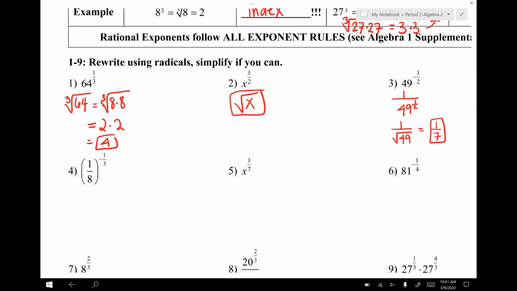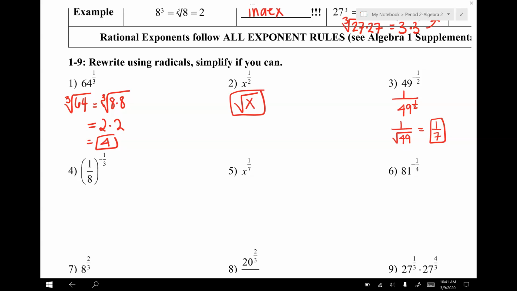Make a positive exponent first. That's okay. Just write the first step. Make it a positive exponent. So no. No, that's not how we make it a positive exponent.